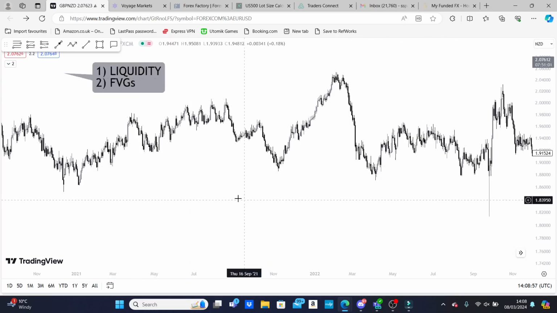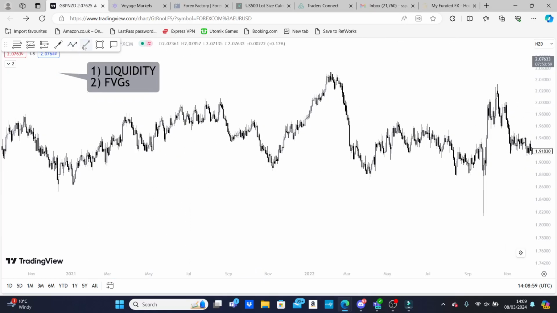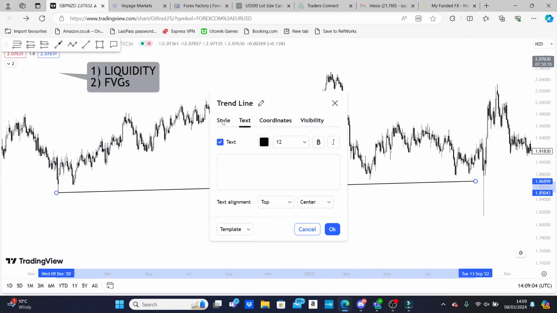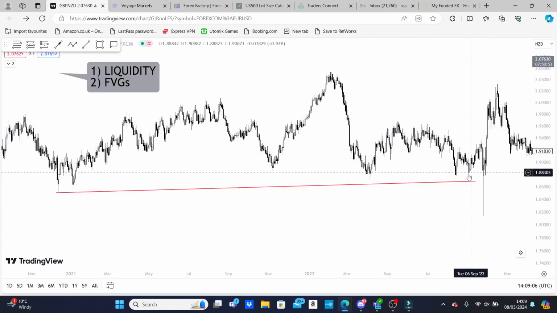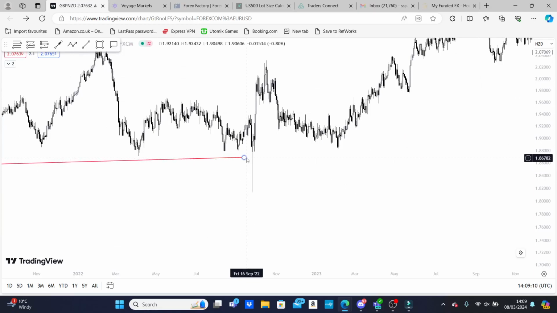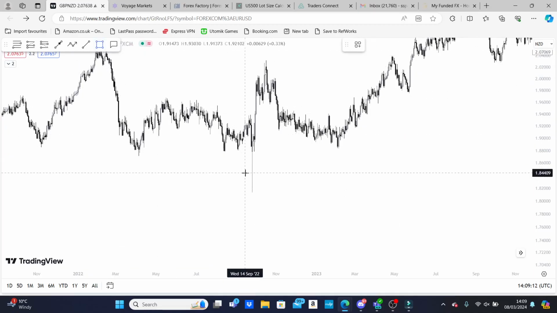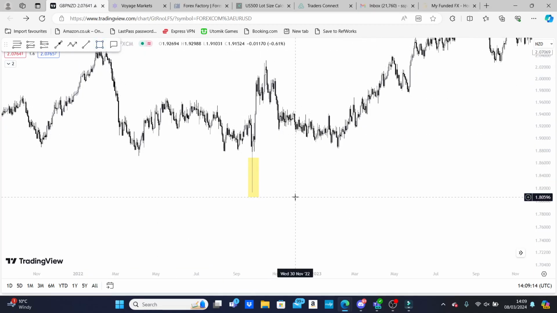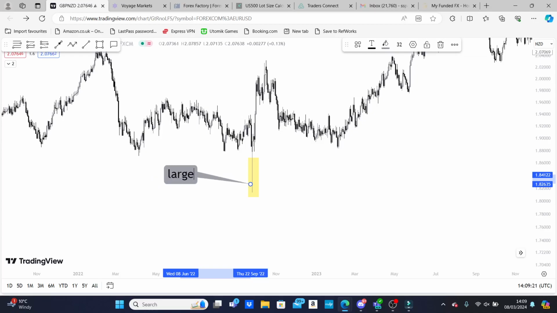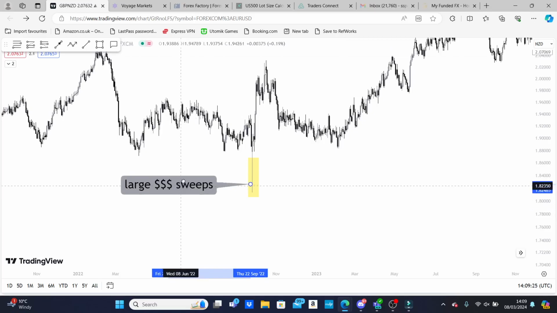So first we see a massive sweep of liquidity just over here. This is a massive, huge sweep of liquidity with the red line. This red line represents a huge pool of liquidity, and we see the market shift downwards, not breaking structure, but sweeping liquidity. This wick over here is very indicative of liquidity sweeps. Large liquidity sweeps just over here.